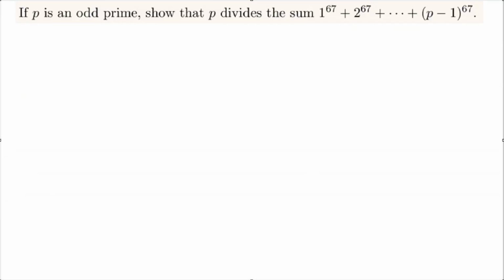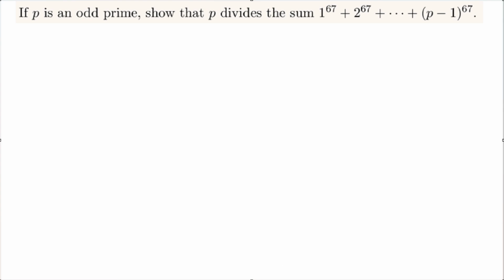So now that we've explored a very fundamental property about mod p, let's go ahead and see our first example to see exactly what we can do. And our example is, if p is an odd prime, show that p divides the sum 1 to the power of 67 plus 2 to the power of 67 plus so on and so forth, all the way to p minus 1 to the power of 67.